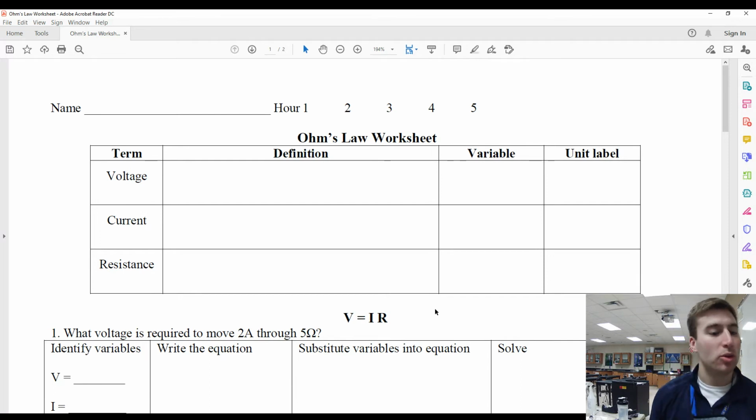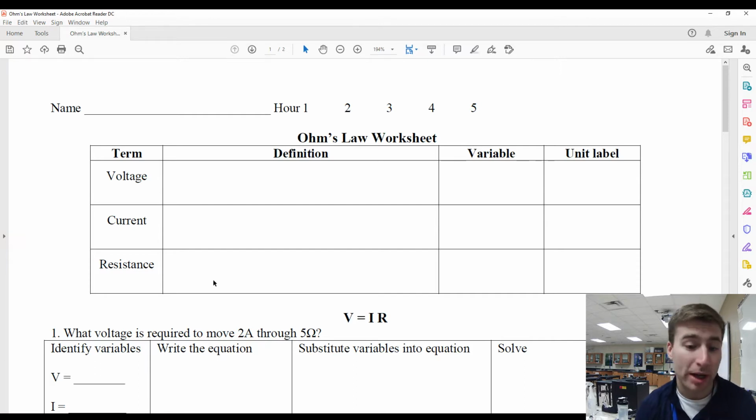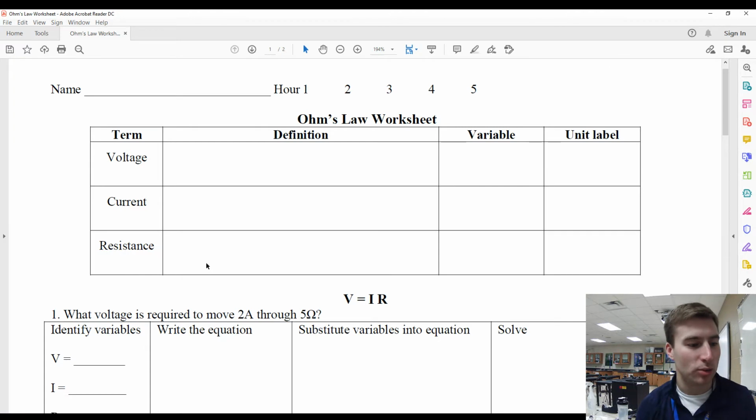So today we're going to specifically work with the V equals IR equation, and we're going to do some practice problems with that. So up above here, remember that voltage, current, and resistance make up Ohm's law. Voltage is the push on the electrons, the force that's pushing the electrons through a circuit. Current is how fast those electrons are moving, and then resistance is the resistance to the movement of those electrons.